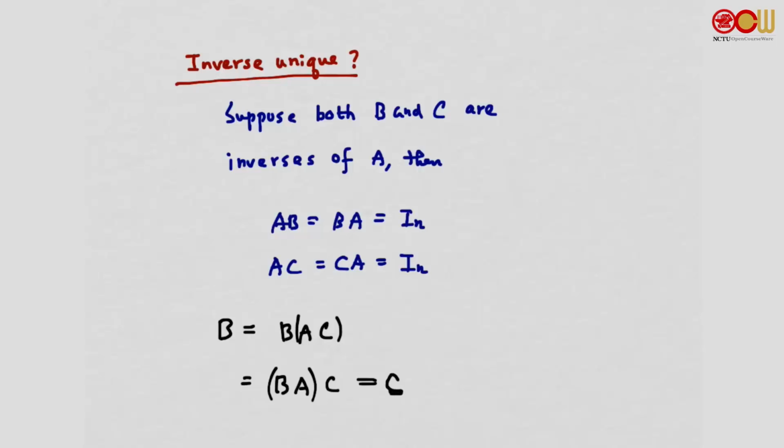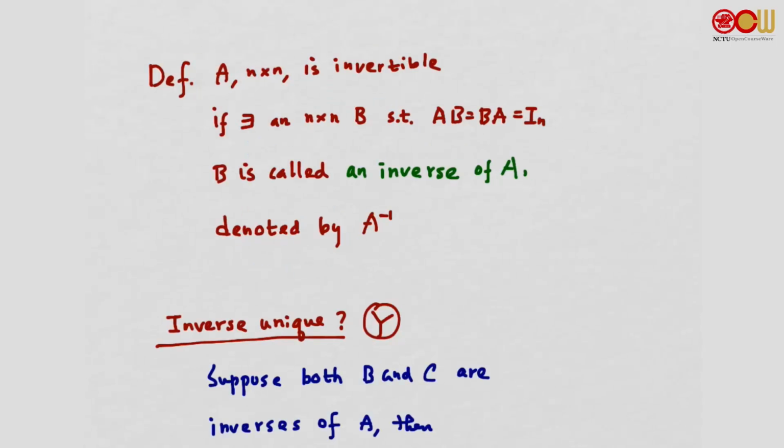So what do we have here? Suppose we start with the two inverses, B and C. By the definition of inverses, we end up getting the same matrix. B must be the same as C. So how about the uniqueness of the inverse? Yes, indeed, the inverse must be unique. So, although in the definition we said B is called an inverse of A, it's in fact the inverse of A, because A can have only one inverse.